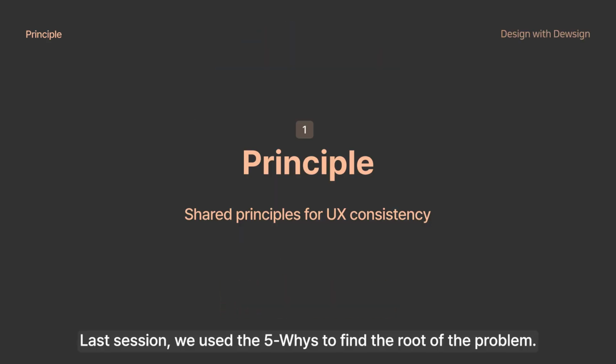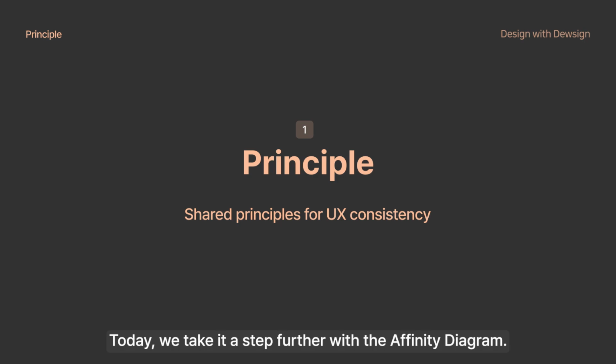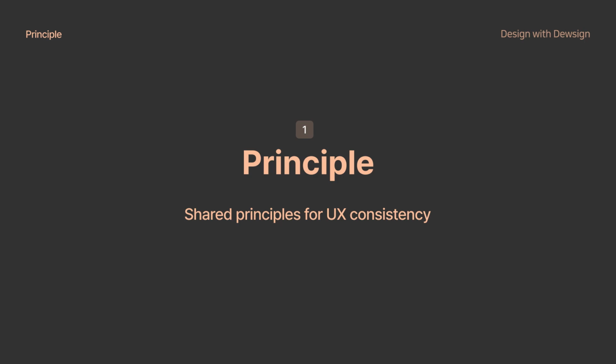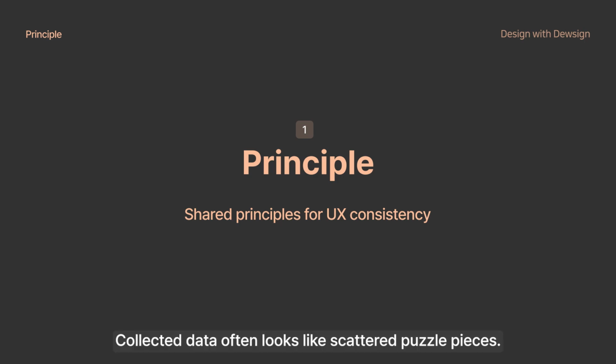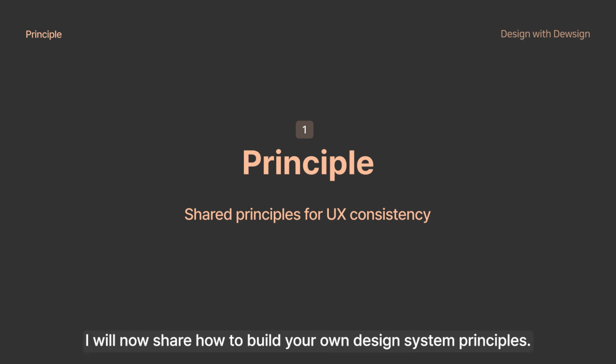Last session, we used the 5 whys to find the root of the problem. Today, we take it a step further with the affinity diagram. Collected data often looks like scattered puzzle pieces, but by grouping and interpreting them, we can create a clear roadmap for our product. It is more than just organizing data. It is about finding hidden connections. I will now share how to build your own design system principles.